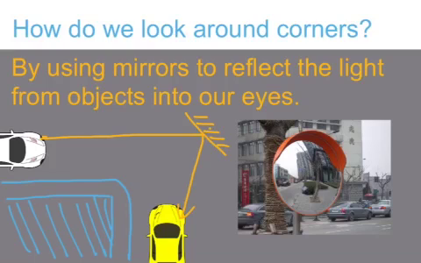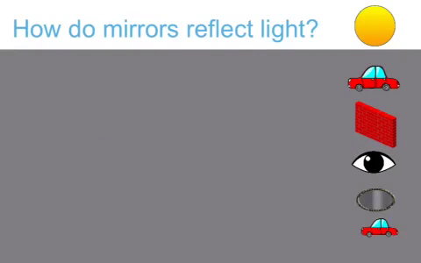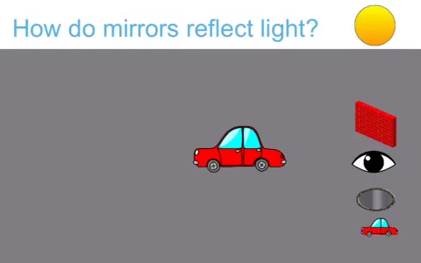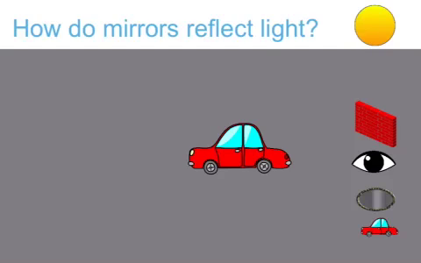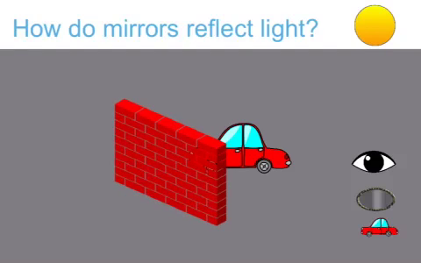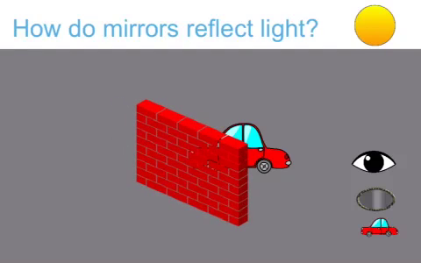So how do mirrors actually work? Let's take a look at an example. Let's say that we have a car. So let's make the car slightly bigger. And then let's say that we have a wall here. And of course the wall is in front of the car, so we can't see the car clearly. We'll be looking at the car from the other side of the wall, and we can't see the car because the light rays traveling from the car are being blocked by the wall.